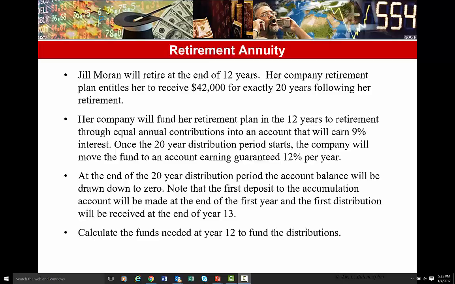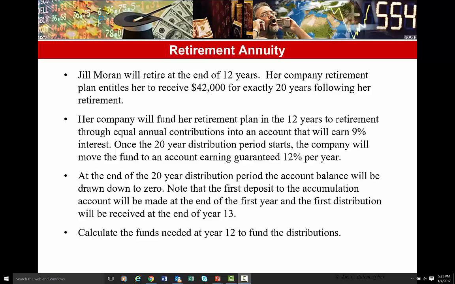So the task here is to find out the amount of accumulation that would be sufficient to finance the distributions. So how much the company should be depositing every year, and how much she should be accumulating by the end of the year 12 so that she can afford to receive these $42,000 withdrawals over a 20-year period.